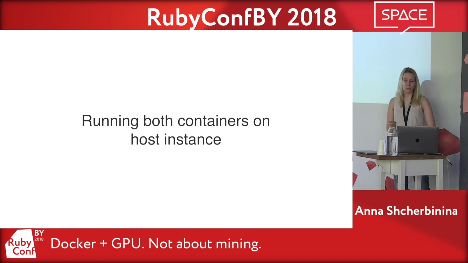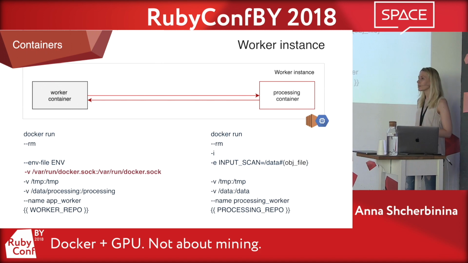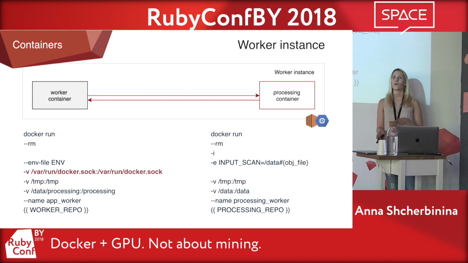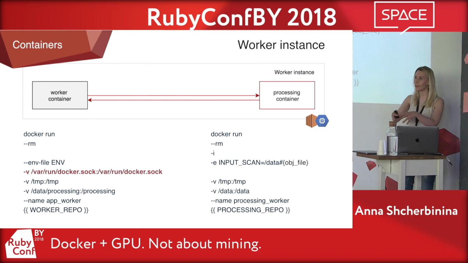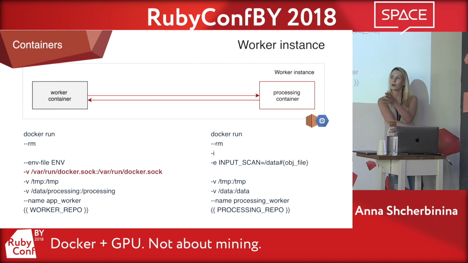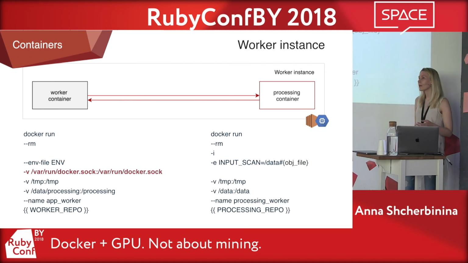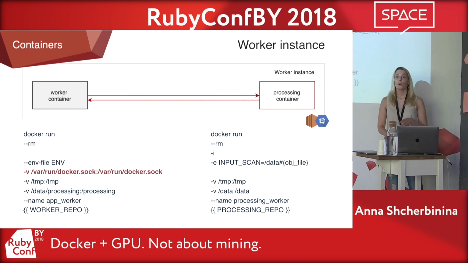How did I do it? Well, a little bit tricky. I pass the Docker socket of the Docker engine from the host instance into the worker container. And while the worker container interacts with the Docker engine, it actually interacts with the Docker engine of the host instance. That's why I have the ability to launch one container from another container, but both on the host instance.